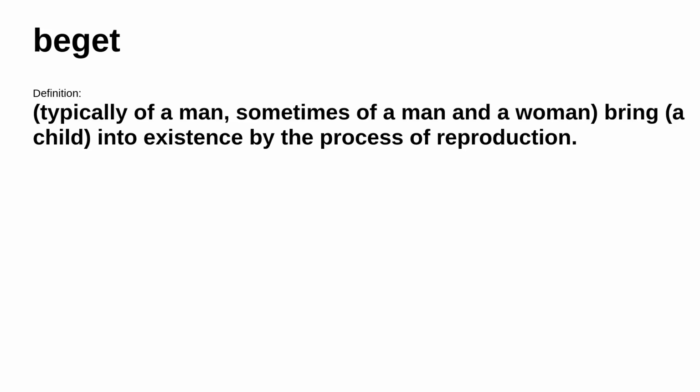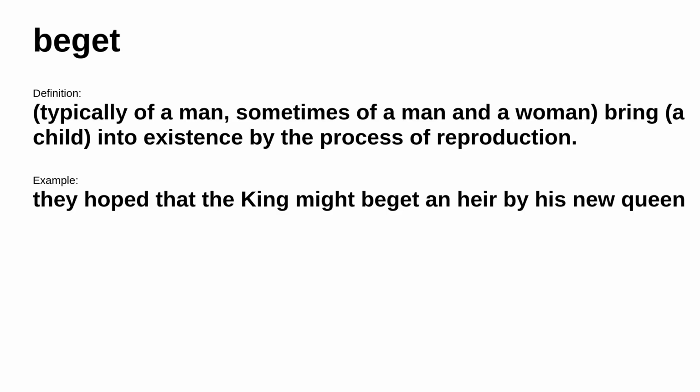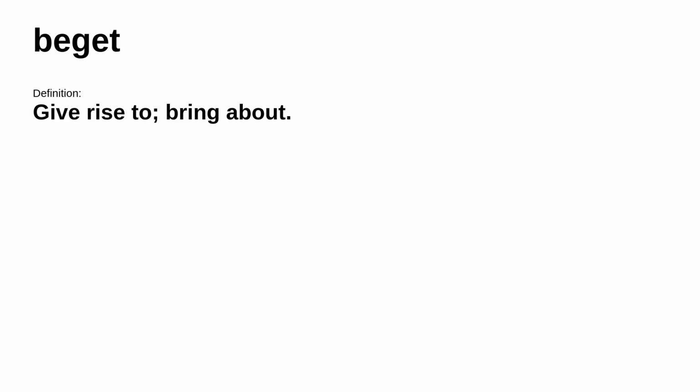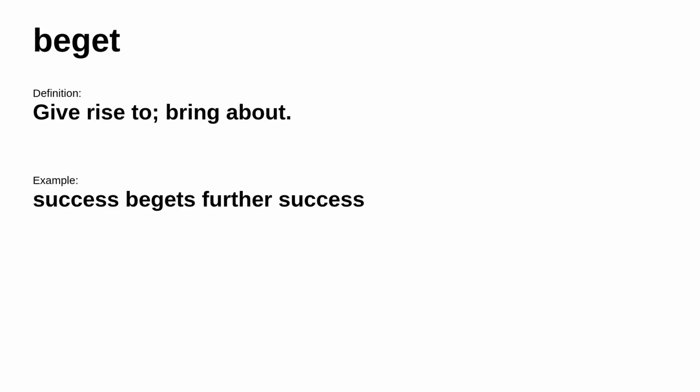The next word is beget. It means, typically of a man, sometimes of a man and a woman, bring a child into existence by the process of reproduction. Consider this example. They hoped that the king might beget an heir by his new queen. However, in a different situation, it means give rise to, bring about. For example, success begets further success.